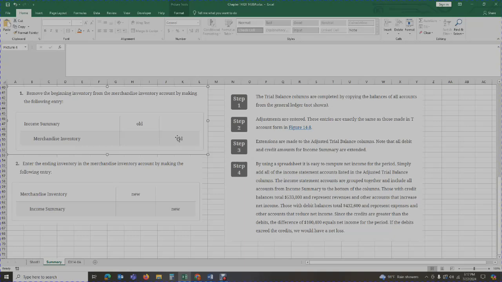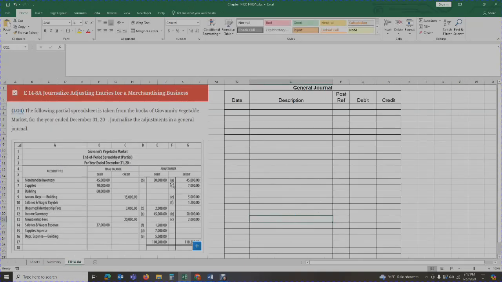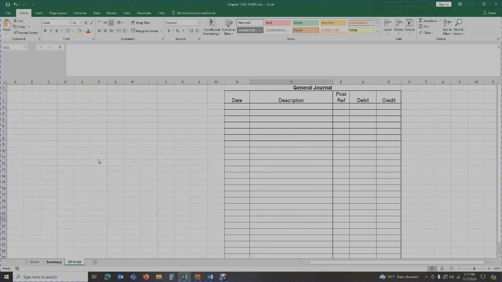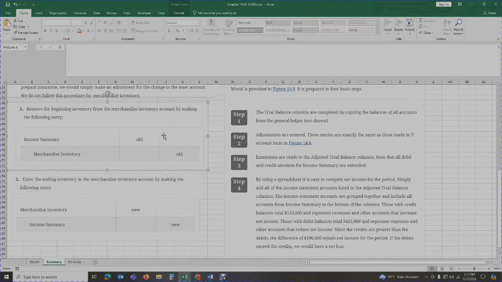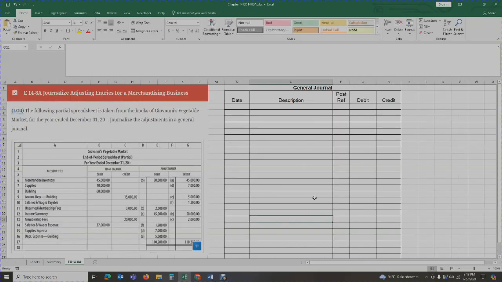After we've done that, we're going to enter the actual ending inventory in the merchandise inventory account by making the following entry. We're going to debit merchandise inventory for the new or the correct amount of inventory that we have, and we're going to credit income summary. So it's a two-step process. When we're looking at updating our inventory, that is going to be affected by letter A and letter B. Now, letter A, remember, is a two-step process. Step number 1 is to debit income summary for the old amount of inventory and credit merchandise inventory for the old amount. So let's see what we're going to have here.